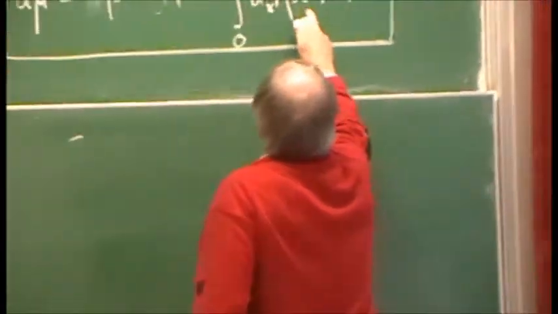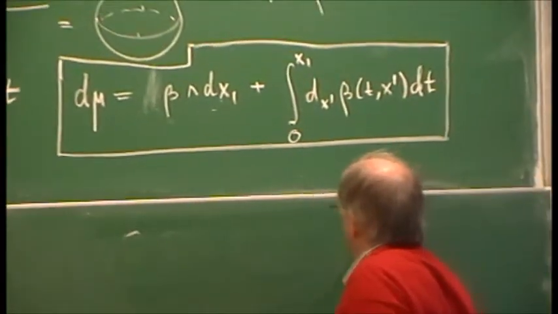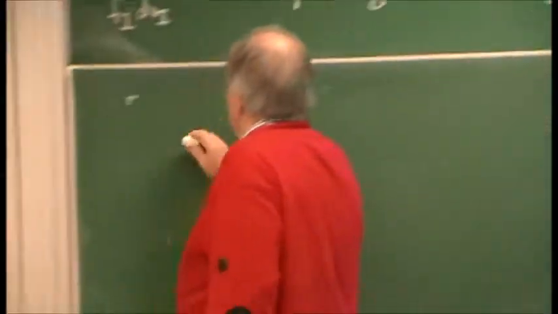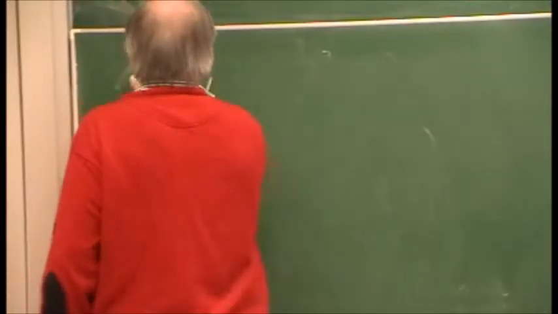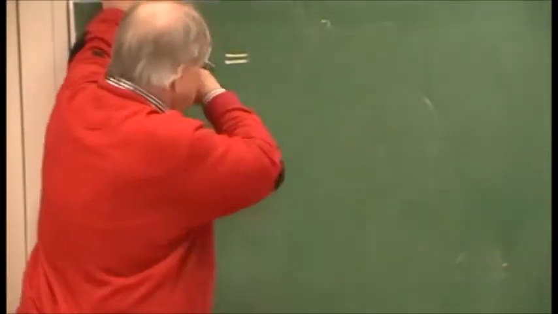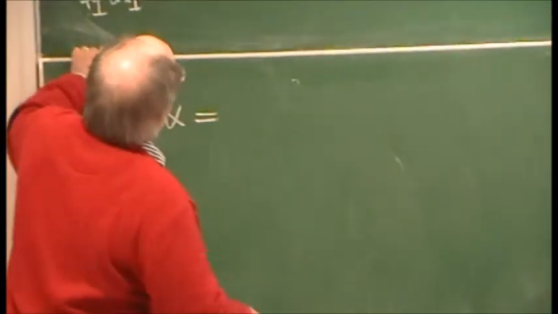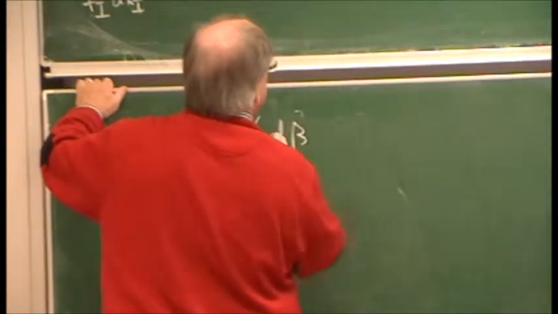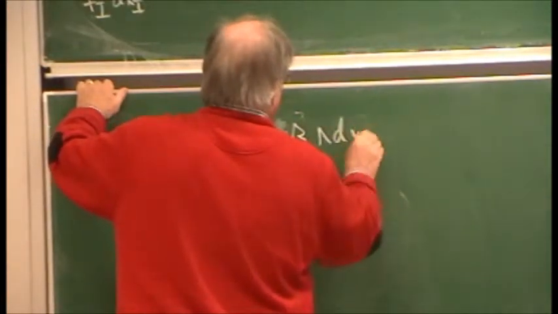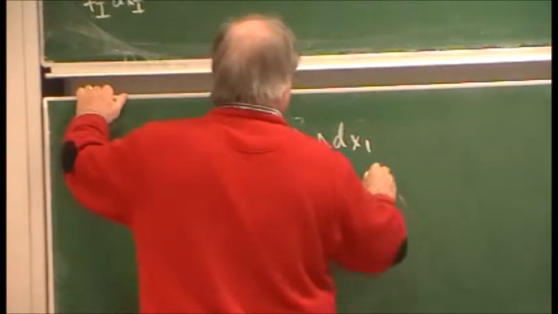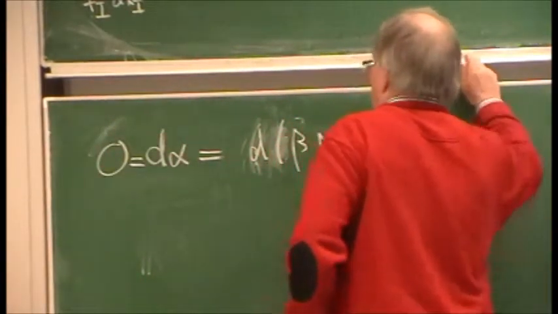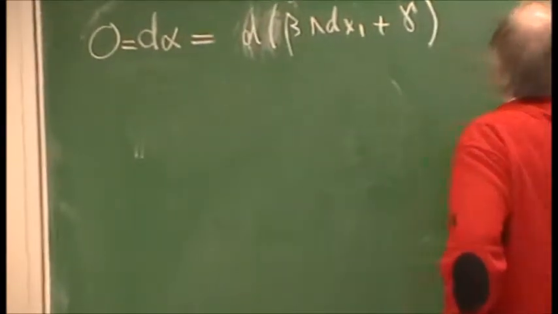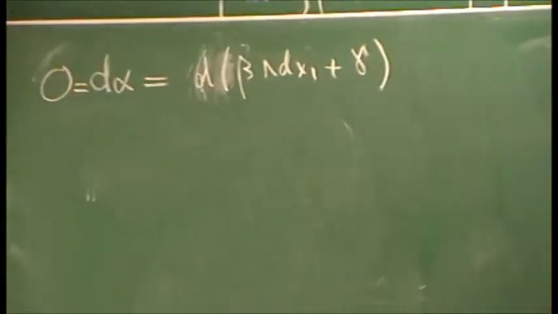Okay, so let's look at what we got here. I brought it inside. Okay. And now I'm interested in this thing. So I haven't invested anything yet. So d alpha 0 equals 0. And where is alpha here? There it is. This is d beta, no, it's beta dx1. So this is d of beta dx1 plus gamma. Okay.